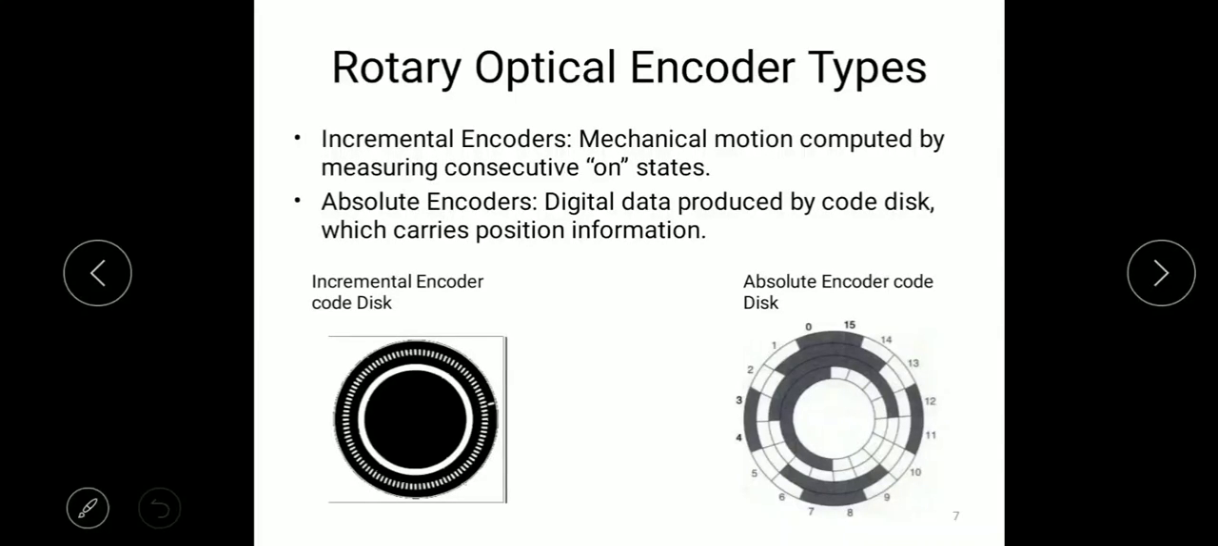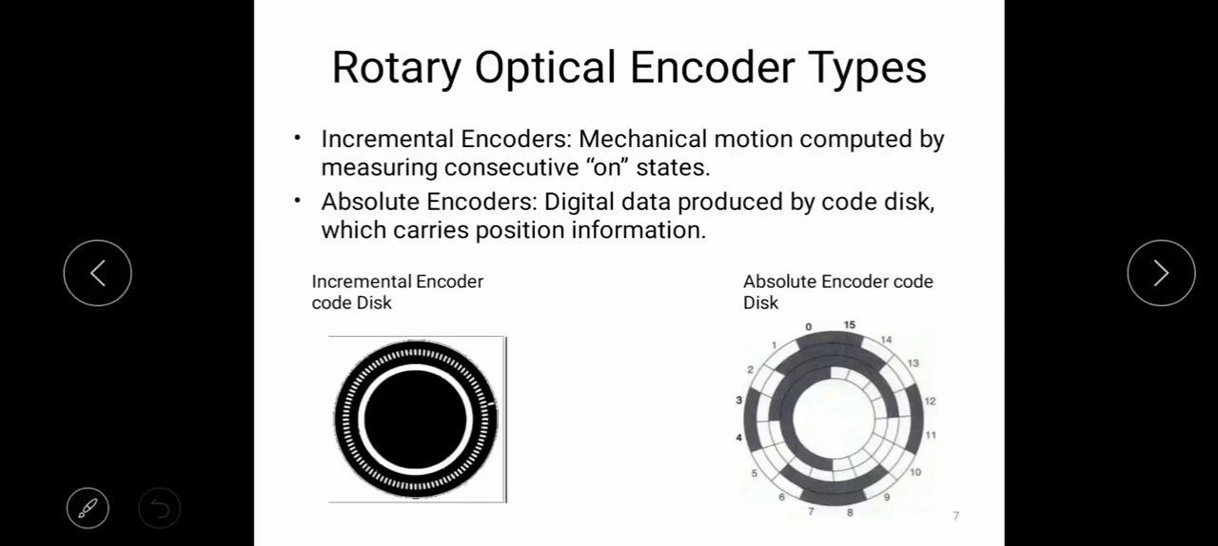Absolute encoders: digital data is produced by a code disk, which carries positional information. Based upon the digital data carried by the disk, the position can be measured. That is nothing but an absolute encoder.